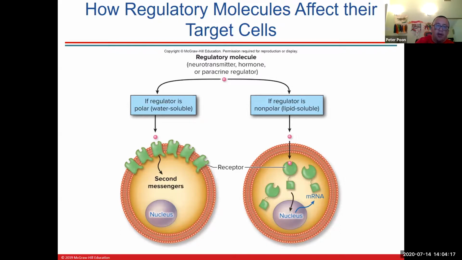So if the regulator is polar, then they have to use the second messenger. If the regulator is nonpolar, they can actually go directly into the cell and interact with the receptor, either in the cytoplasm or on the surface of the nucleus.